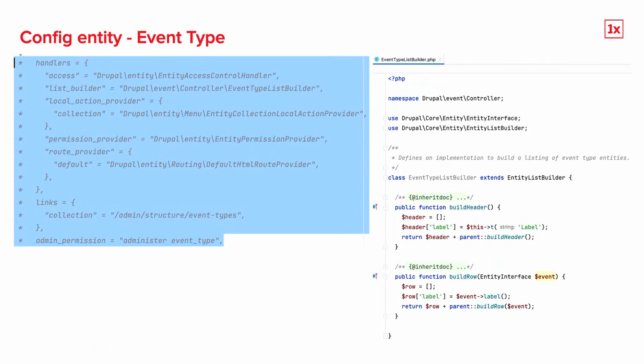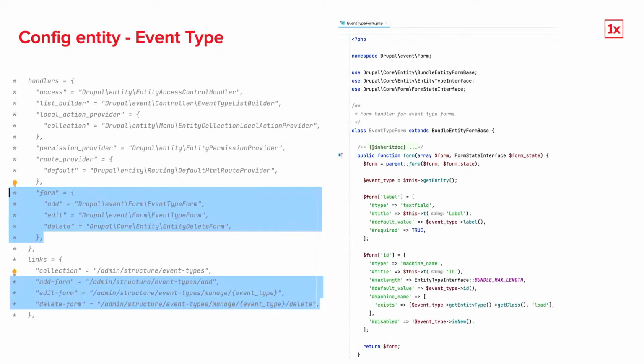We have defined the same handlers, access handlers, the route providers, and just absolutely everything is similar to the content entity. We define our list builder as well here, and then the form handlers, absolutely the same, no difference to the content entity. In this case, we have to also define our own form in order to define how the fields will be populated by the user.